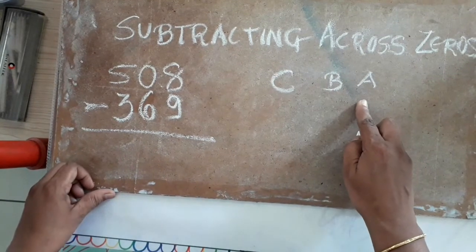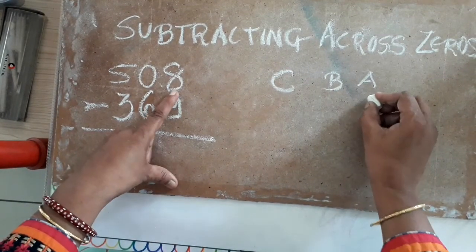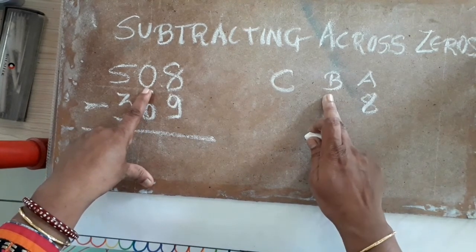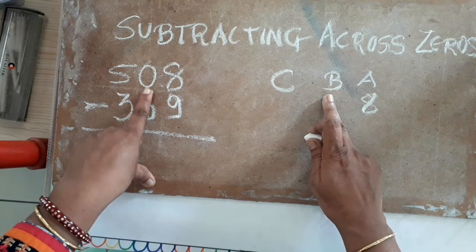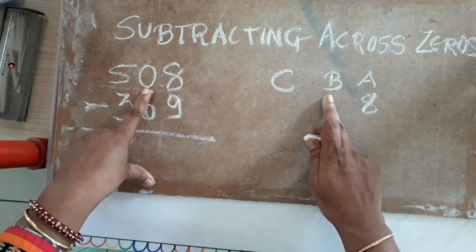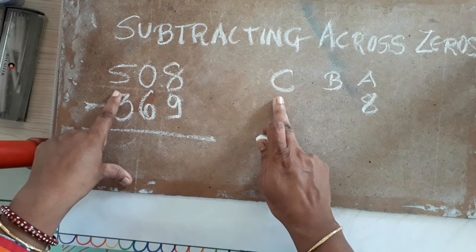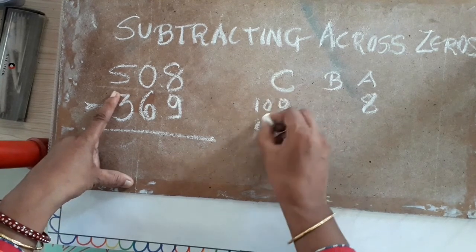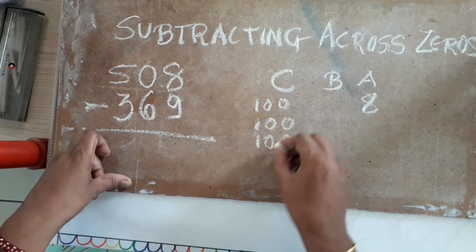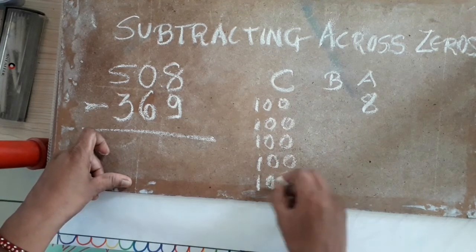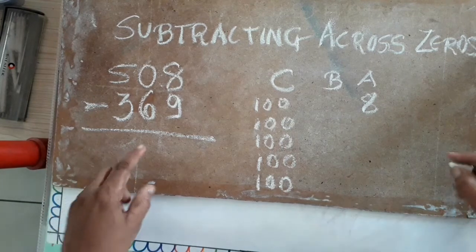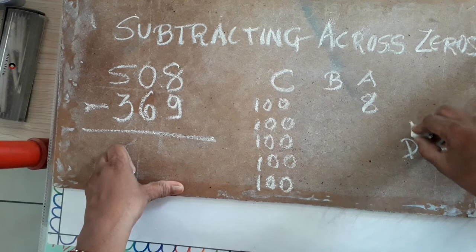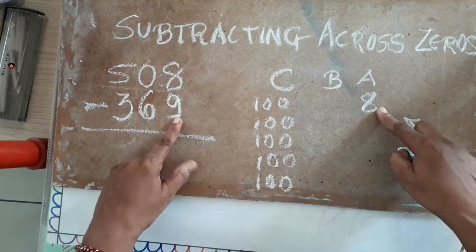He is having 8 ones. So here 8 I will write. This person doesn't have any bundles of 10. Okay. Now C person is having 5 bundles of 100. So here 100, 200, 300, 400 and 500. Okay. Now person D approaches A and asks to give 9.